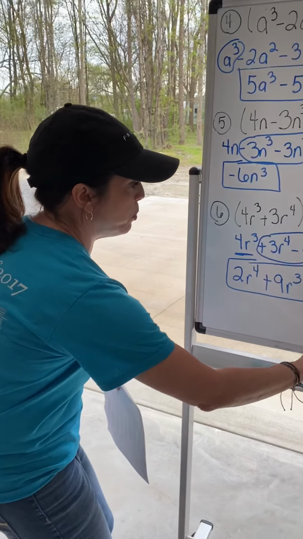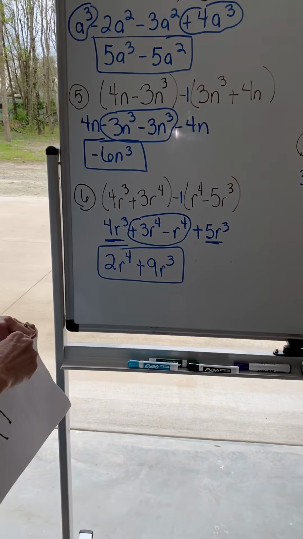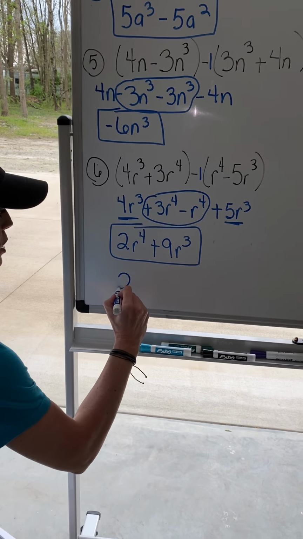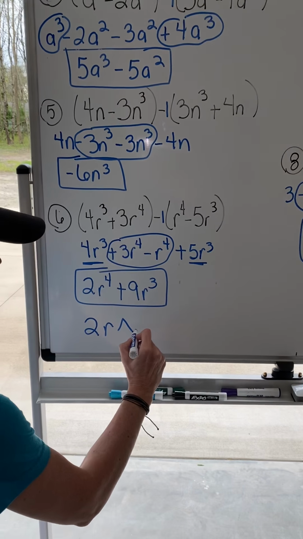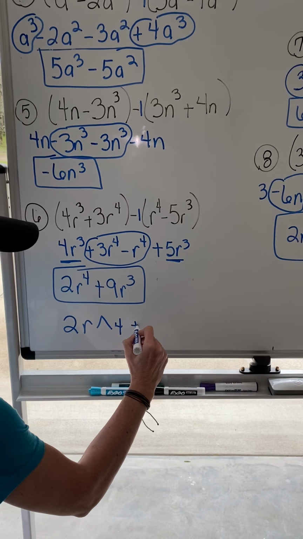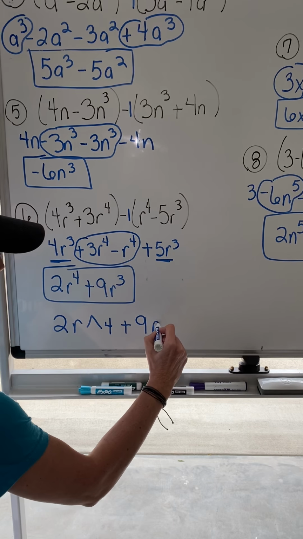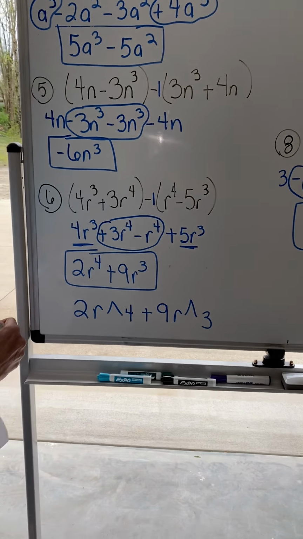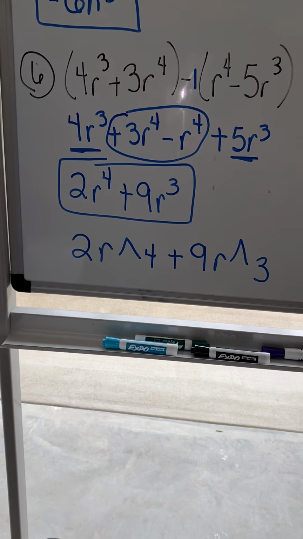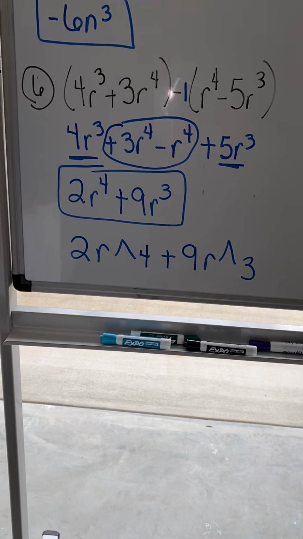When you have to put in an exponent into the text box, for example, if I was going to put this into the text box on Canvas, it's going to look like this: 2r, and you're going to type that caret symbol on your computer, and then fourth, like this, plus 9r and the caret symbol to 3. So that's the symbol that you use on your keyboard to designate an exponent. So that's what I'm going to be looking for when I score that.